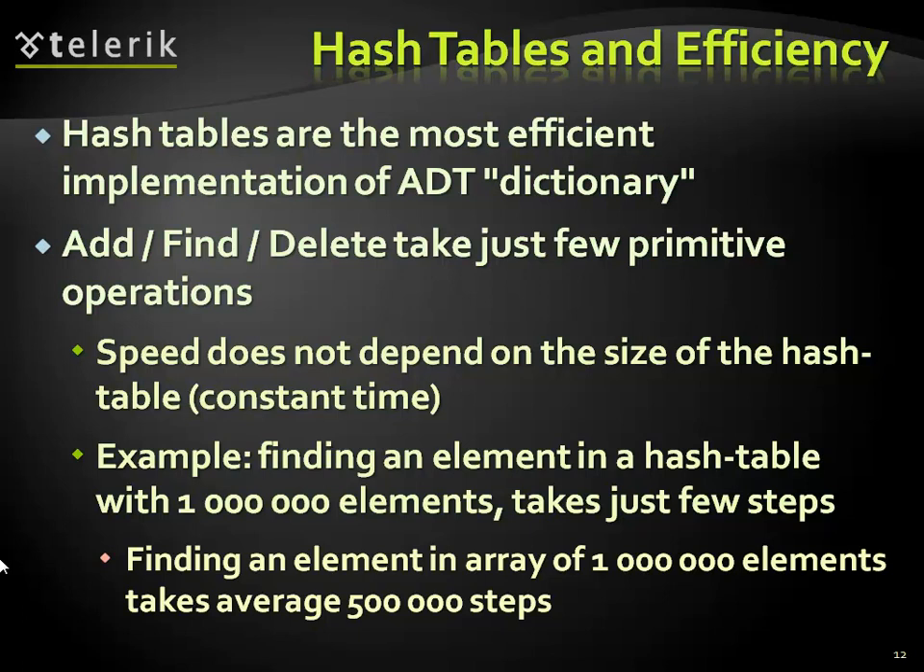Hash tables, considering what we want to do, meaning getting an element by its key as fast as possible, are the best implementation for that abstract data type, the dictionary. Finding, deleting, etc. always take constant time. So basically, if we have 1 million elements, 20 million elements, or 400 million elements, it's all the same. It's always a constant time.